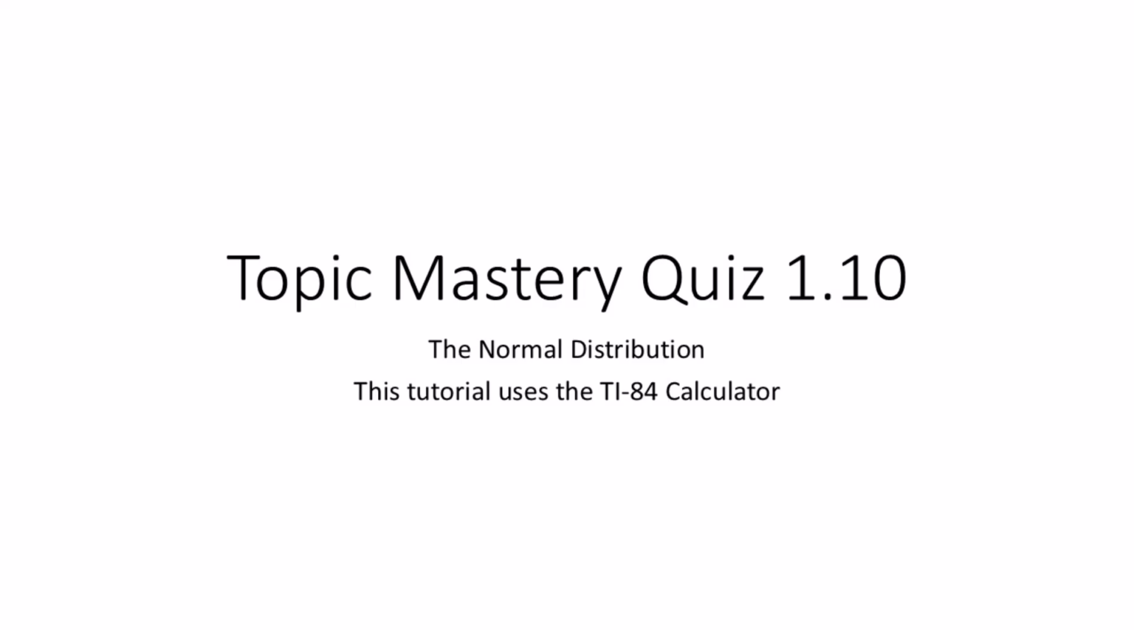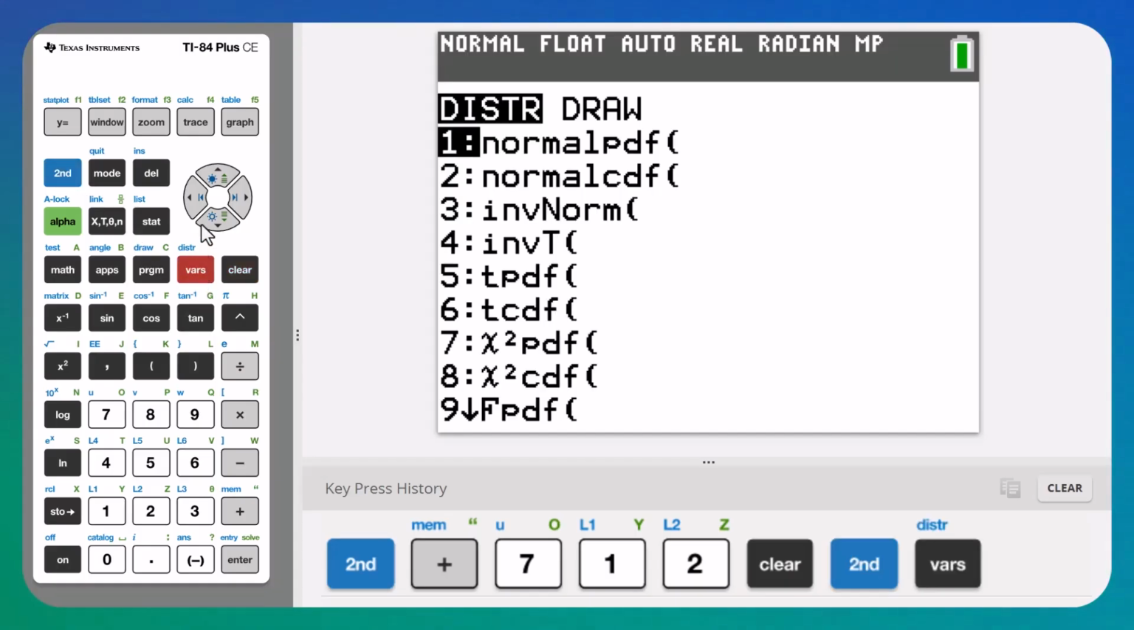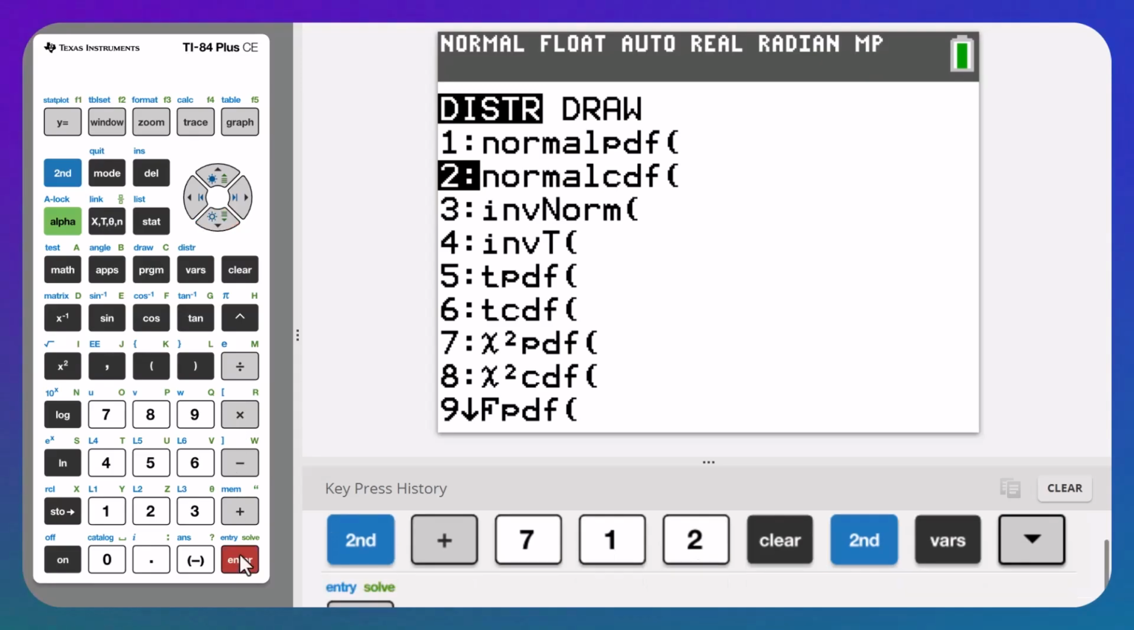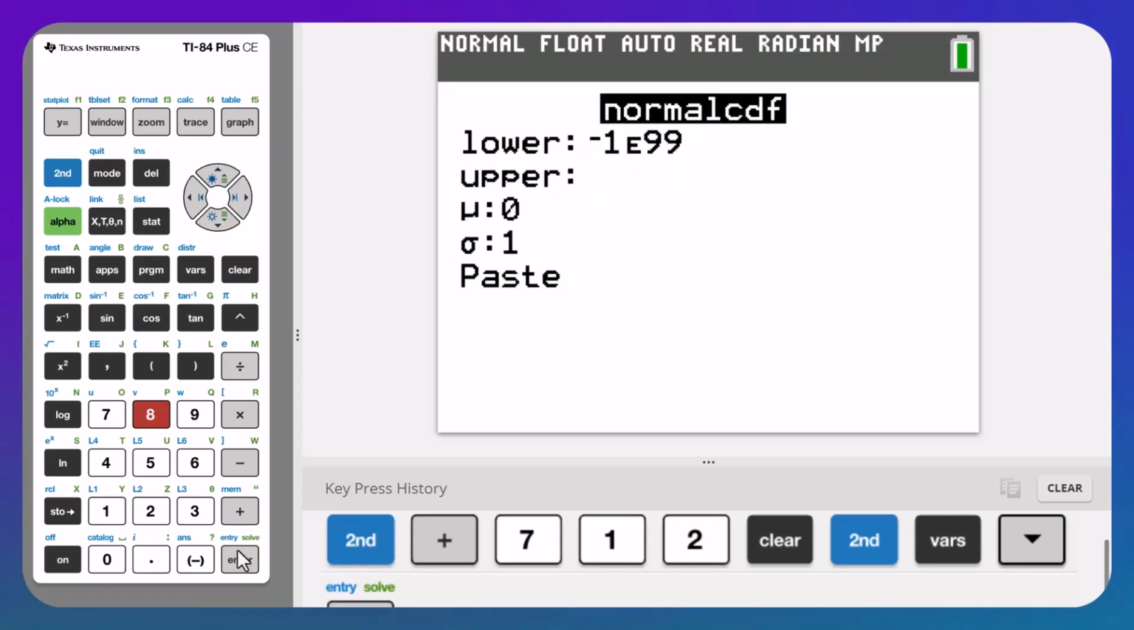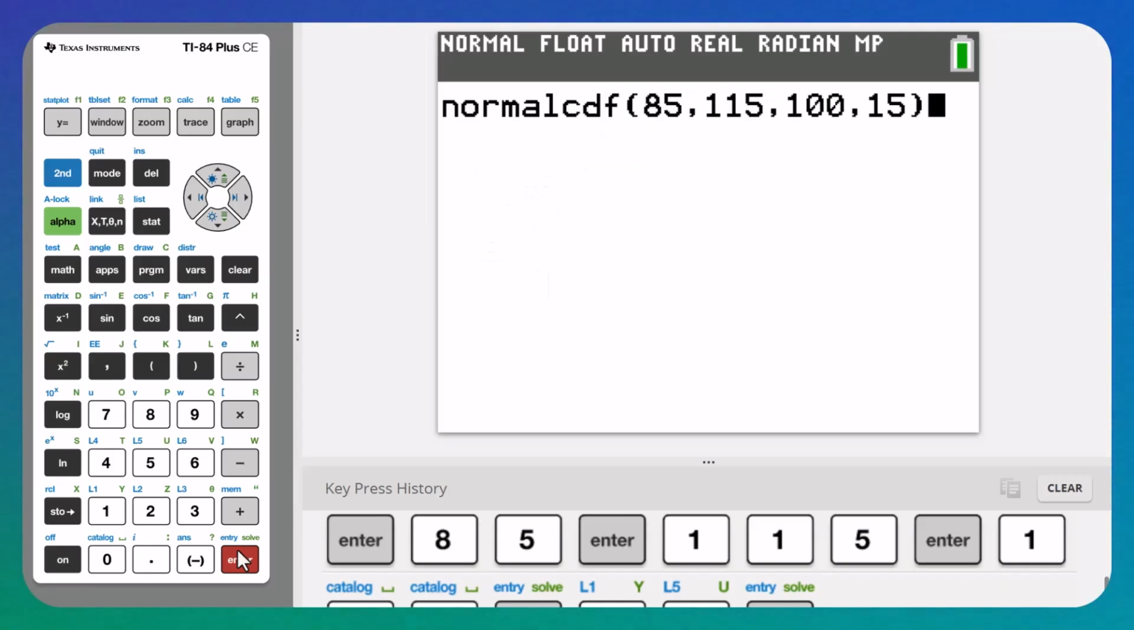So first of all, we have to go to the calculator. We have all the information we need right here. On the TI-84, we need to go to 2nd distribution, and we're doing normal CDF because that's a cumulative distribution function. Our lower is 85. Our upper is 115. Our mean is 100 and our standard deviation is 15. Calculate and paste. And there's your value that matches what we got on the other calculator, 0.6827.